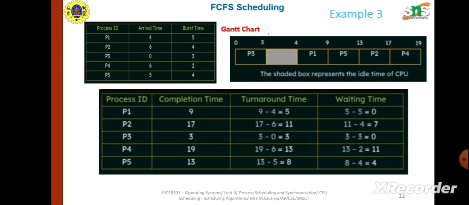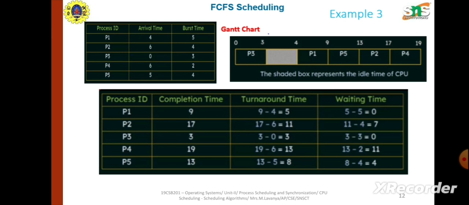So P3's starting time is 0 and its completion time is 3. After that, the process P1 arrives at 4 milliseconds. Till then, there is no process arriving for execution on the CPU. So from 3 to 4, the box indicated in the shaded representation is the idle time of the CPU, because there is no process in the queue for its execution. So the CPU is free. But at 4 milliseconds, the process P1 arrives.